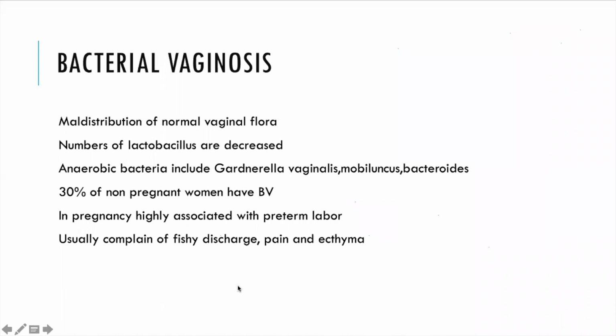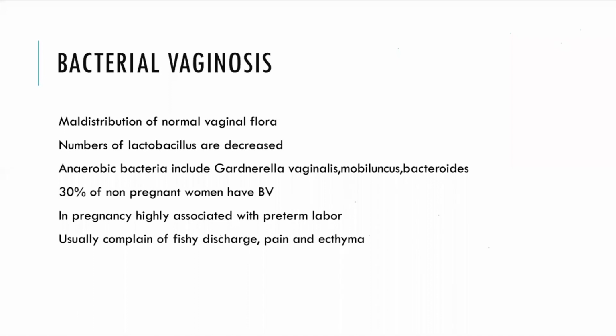Bacterial vaginosis, so it's maldistribution of normal vaginal flora. The number of lactobacilli is decreased. Anaerobic bacteria include Gardnerella vaginalis, Mobiluncus, and Bacteroides. 30% of non-pregnant women will have BV. In pregnancy, it's highly associated with preterm labor.